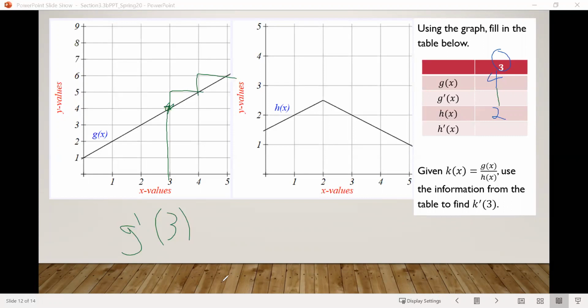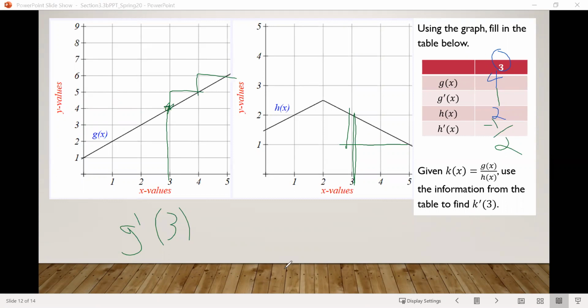All right, similar thing for h prime of 3. So if we're trying to evaluate the derivative of h evaluated at 3, well, look at the slope of the line here, and it looks like we go from 2, 1, so we go down 1 over 2, so it looks like it's negative 1/2 there. Okay?